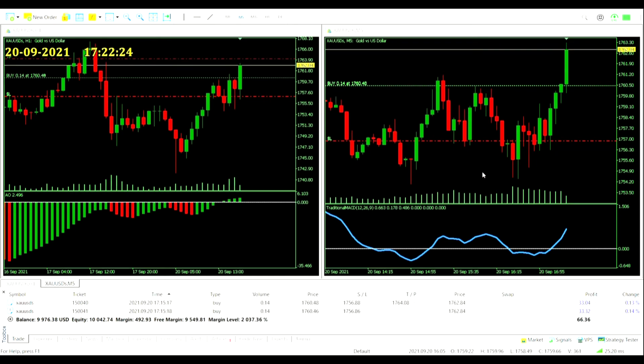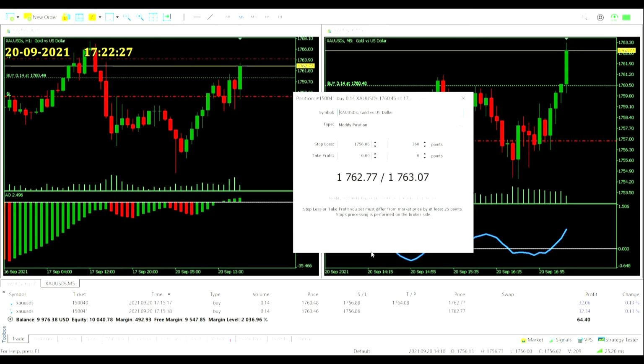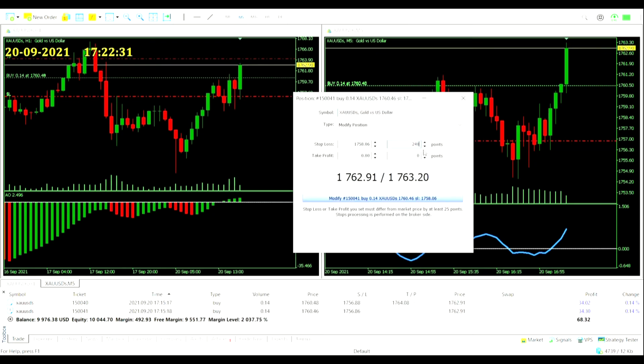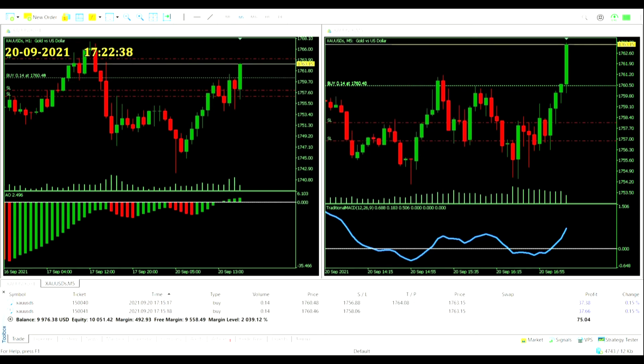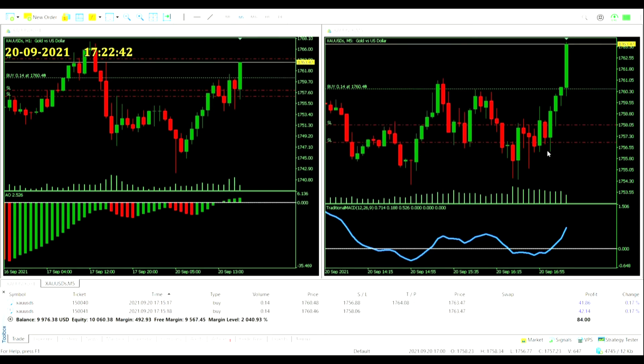What we'll do with a push like that as well is we will trail our stop loss already on here. So we'll shift it forward about a third or so, so from 360 to 240. So we see it bump up there. At least now we're not going to have a maximum loss. And it keeps pushing there.